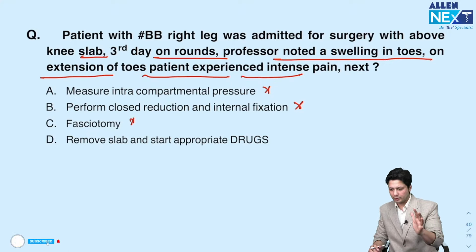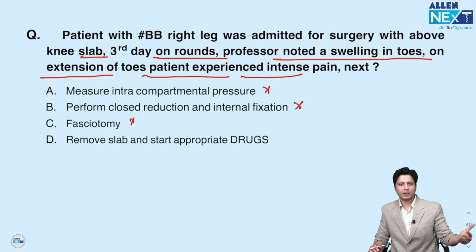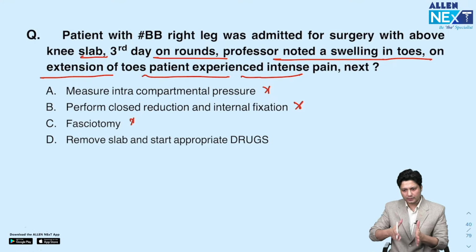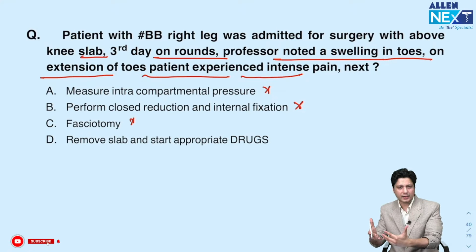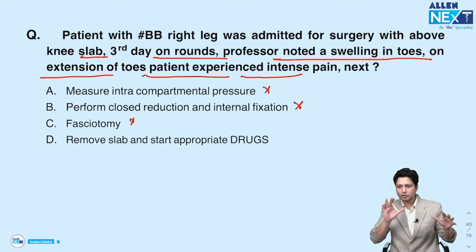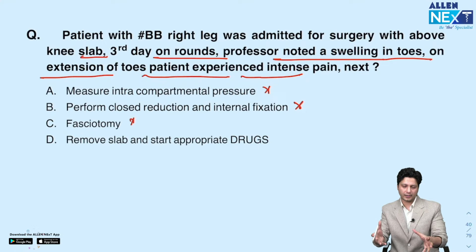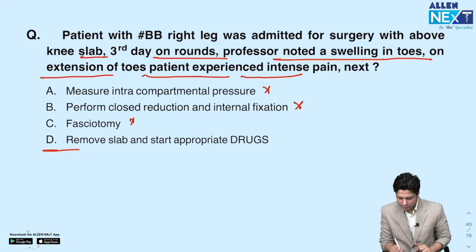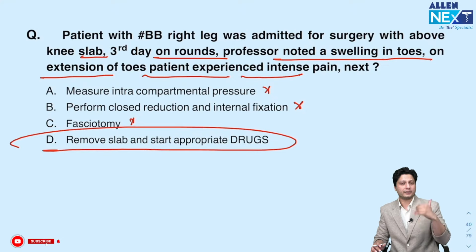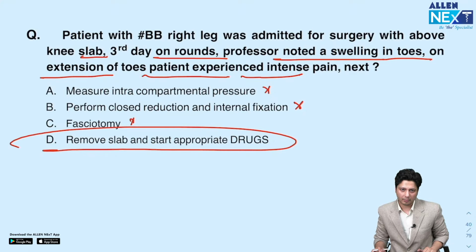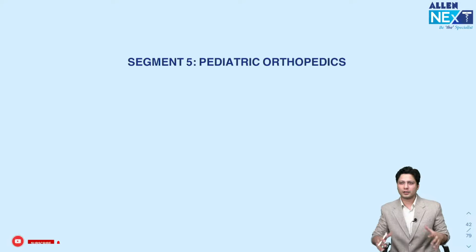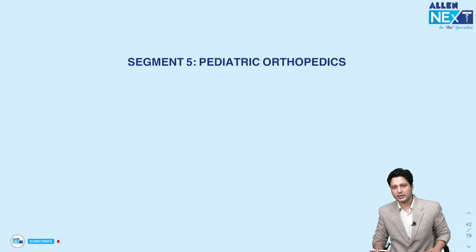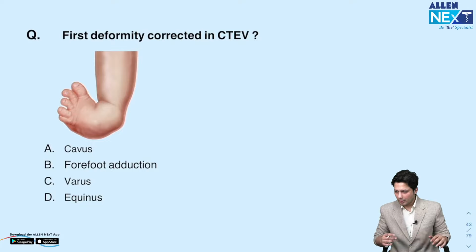The patient has been lying for 3 days, meaning the patient has been admitted for the last 3 days. So you are not exactly aware whether this has been happening for the last 6 hours, or for the last 1 day. You are not aware. So fasciotomy at this point of time is dependent on multiple factors. But yes, at least you have to remove the slab and start appropriate drugs as soon as possible. So this is the thing which you have to remember. All right, so these are the common sense related questions. Until and unless you know the topic, it is highly unlikely that you will answer correctly.